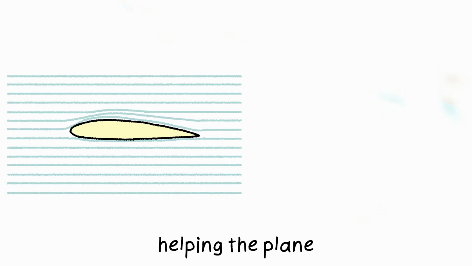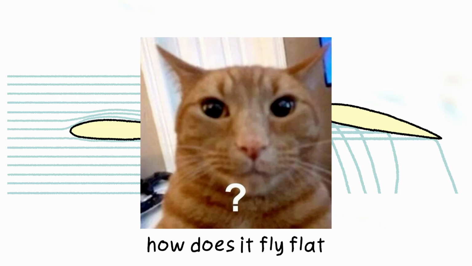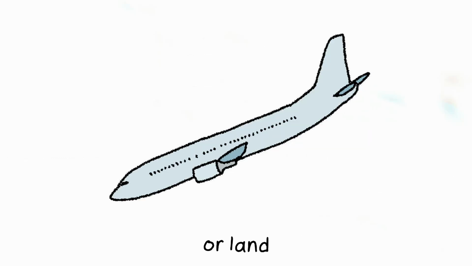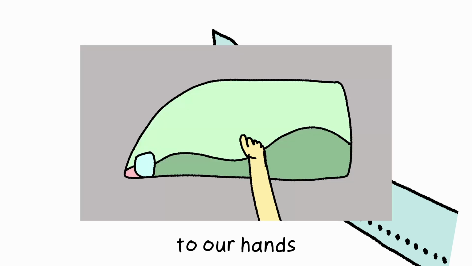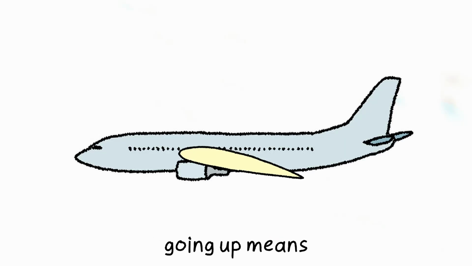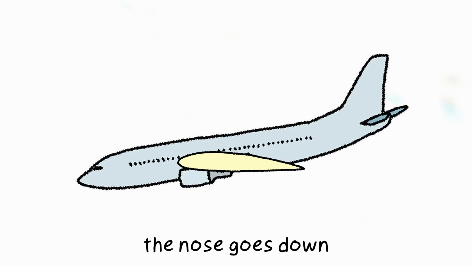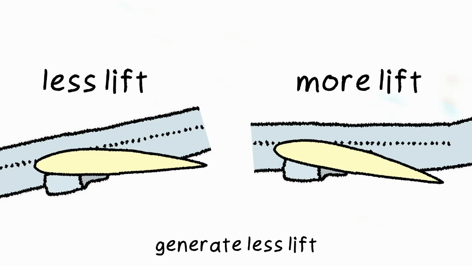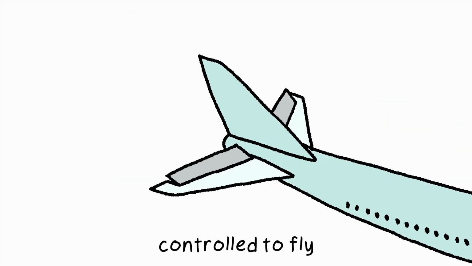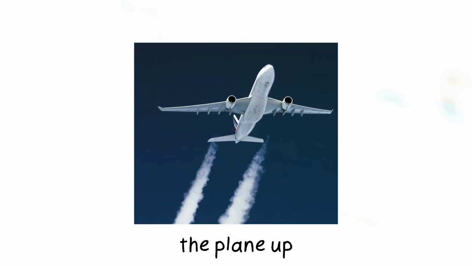If everything is helping the plane fly upwards, how does it fly flat or land? The little flaps behind are called elevators. They can tilt up or down. Tilting down will push the tail of the plane up, like how it did to our hands. The tail of the plane going up means the nose goes down, and now the angle of attack is decreased to generate less lift. The elevator can be controlled to fly the plane up, down, or flat.